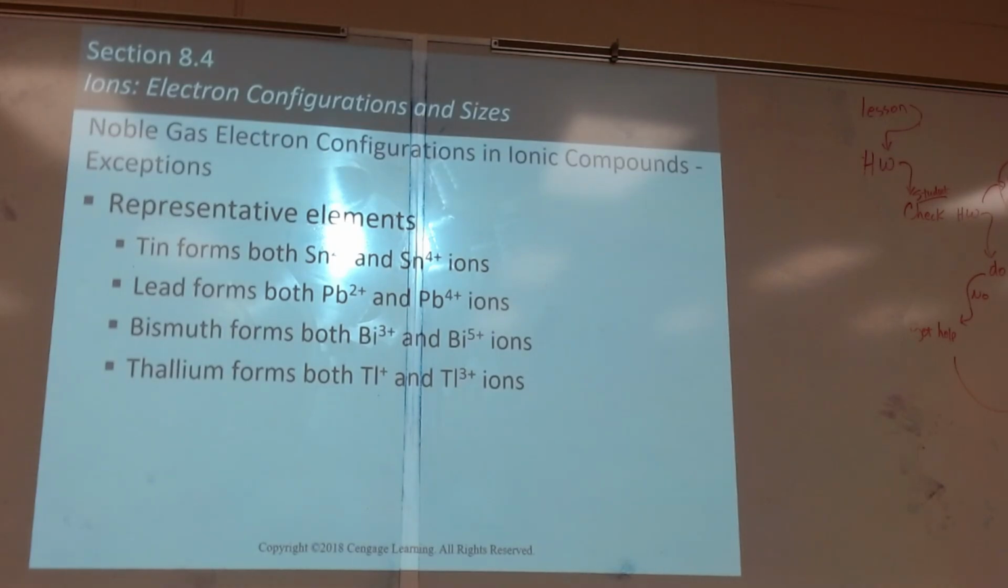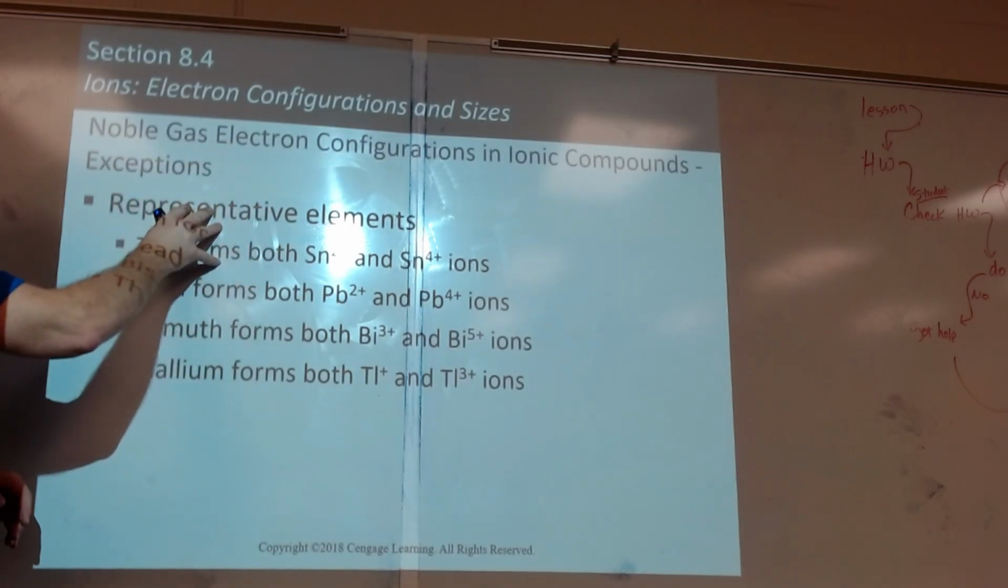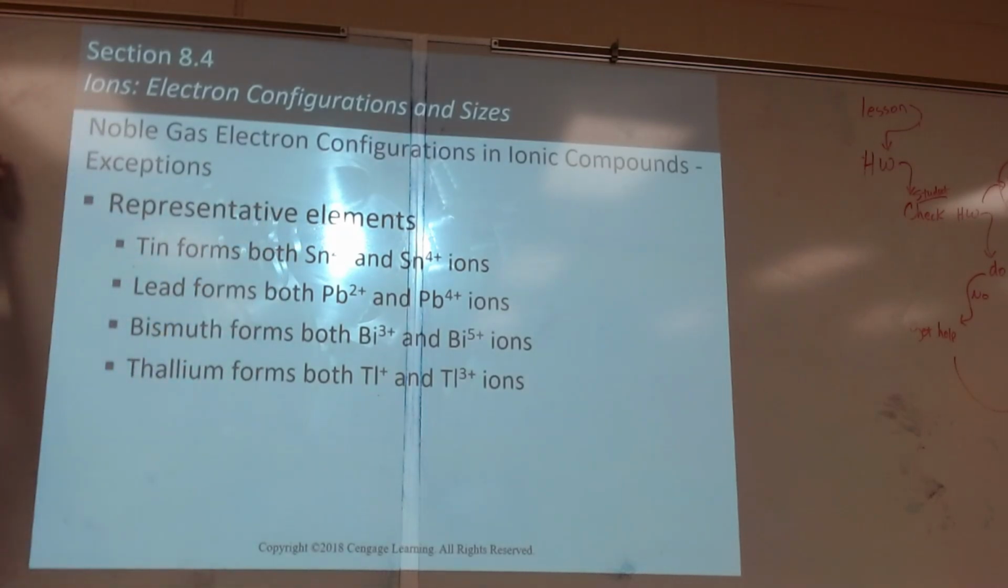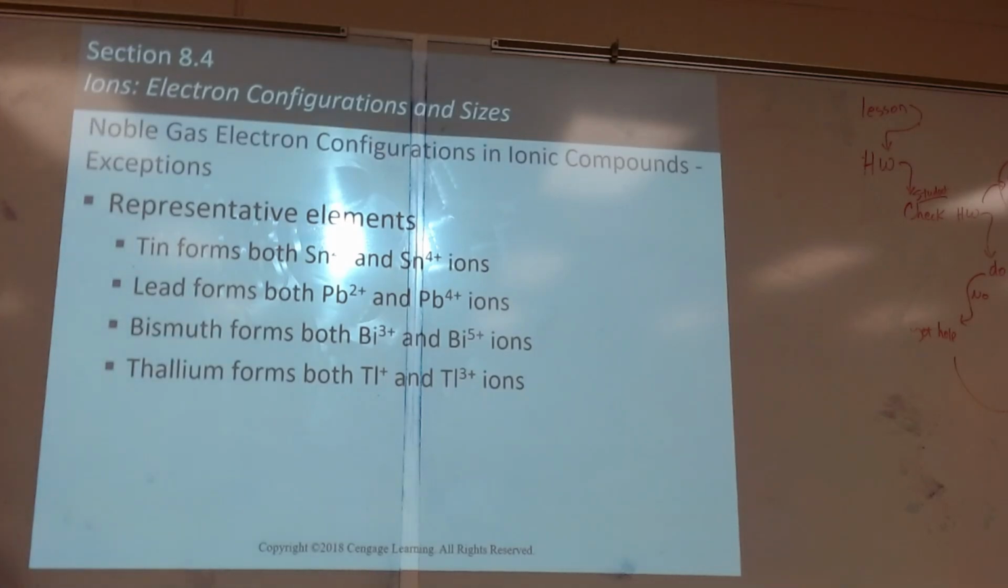So, noble gas configurations: tin and lead and bismuth and thallium. These are post-transitional metals. Post meaning after, right? Remember your periodic table, you got that little diagonal, the metalloids, and the guys up here are non-metals. And you got over here your representative metals, and the guys in the middle are called transitional metals. And this other little baby triangle over here is your post-transitional metals. Okay?